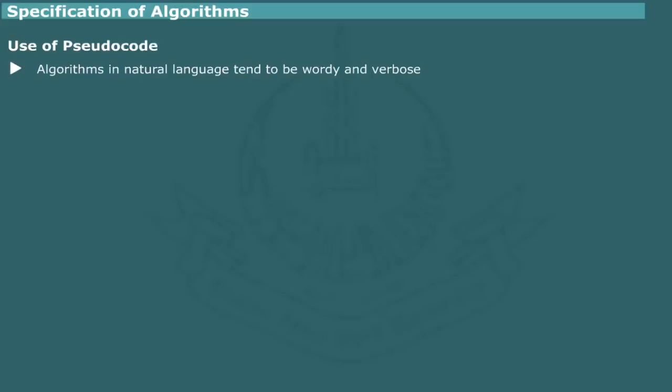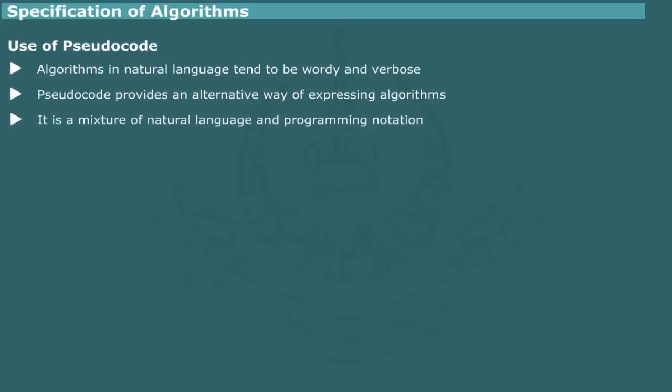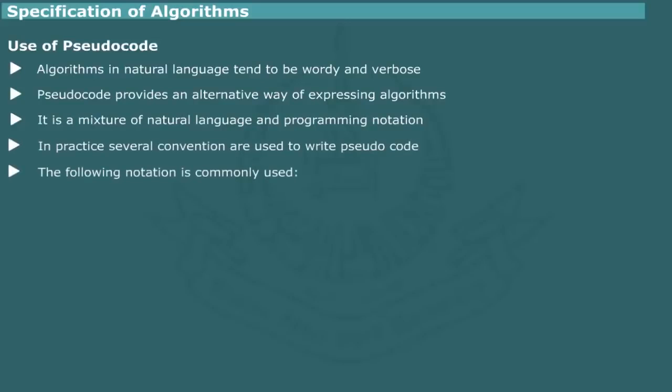Sometimes it does not clearly define and may even be ambiguous. Pseudocodes provide an alternative and better way of expressing algorithms. Pseudocode, as the name implies, is a mixture of natural language and high-level programming notation. Although there is no standard format for writing pseudocode, the following notations are commonly used.